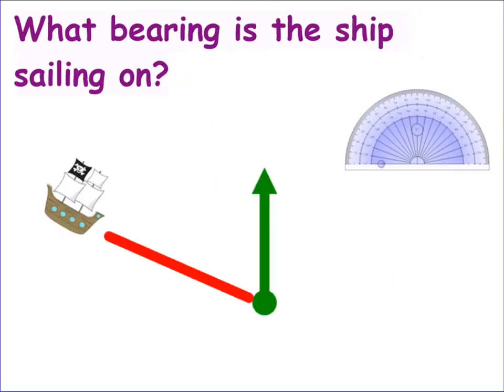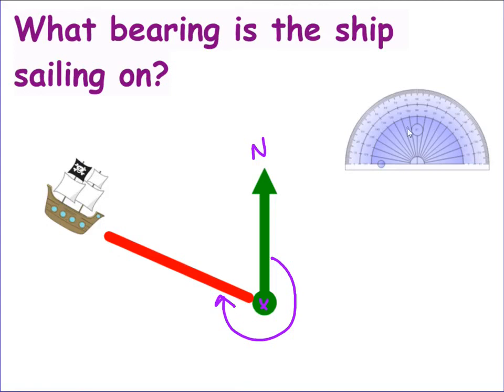Let's have a look at the next question. So what bearing is this ship on? So if its start position is here, rule number 1 says we have to measure north. Rule number 2 says we're looking for this bearing here. And then rule number 3 is we have to use 3 digits.